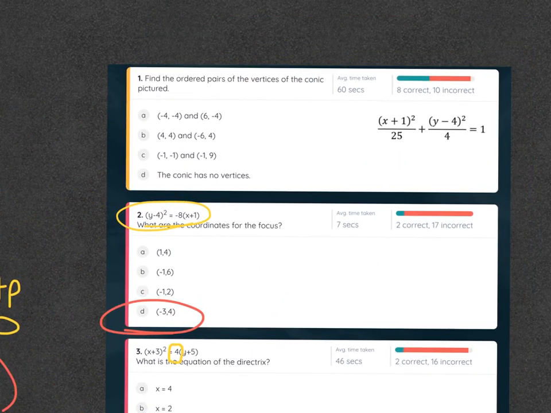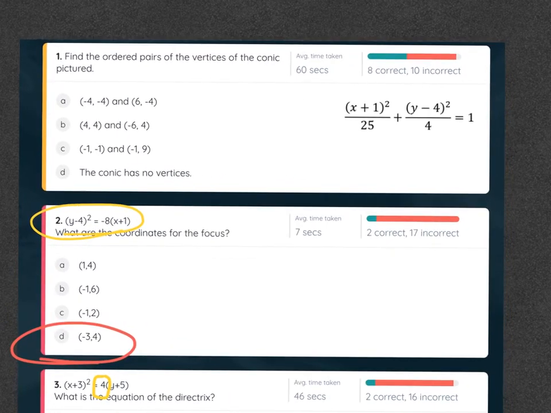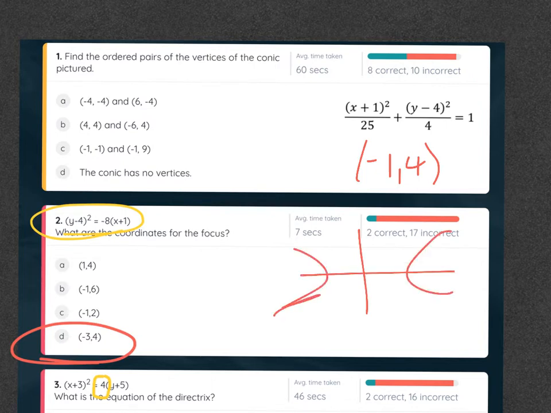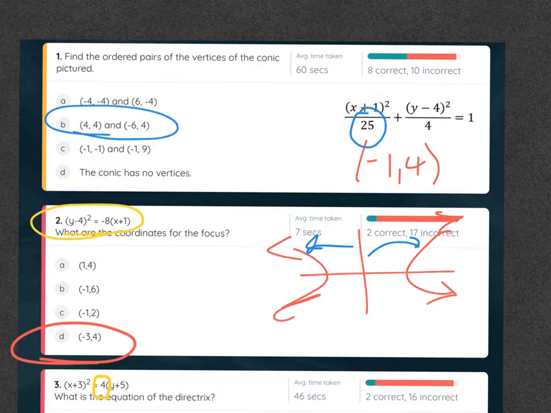All right, number 1 up here said find the ordered pairs of the vertices of the conic. Obviously, vertices come from knowing that it is negative 1, 4 for my center. This is horizontal because the 25 is under the x squared. So it's this way and this way. I have to go right and left A. A would be 5 because that's 25. So right or left means take your x, add 5 to it, and subtract 5 from it, which gives 4, 4 and negative 6, 4.